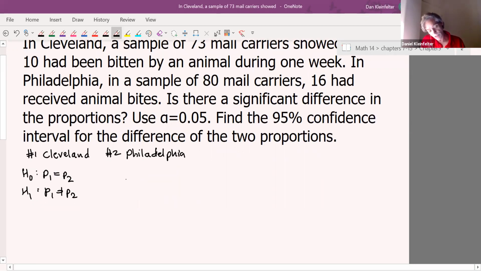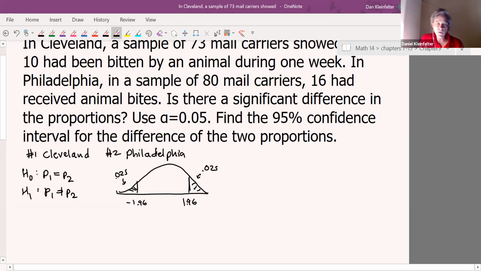So we're going to do the hypothesis test first. So let me do a little sketch. So this thing is going to be a two-tailed test. And since our level of significance was 0.05, that means we need 0.025 in each tail. Okay. So that means if we have 0.025 in each tail, that's 1.96 for our two critical values.